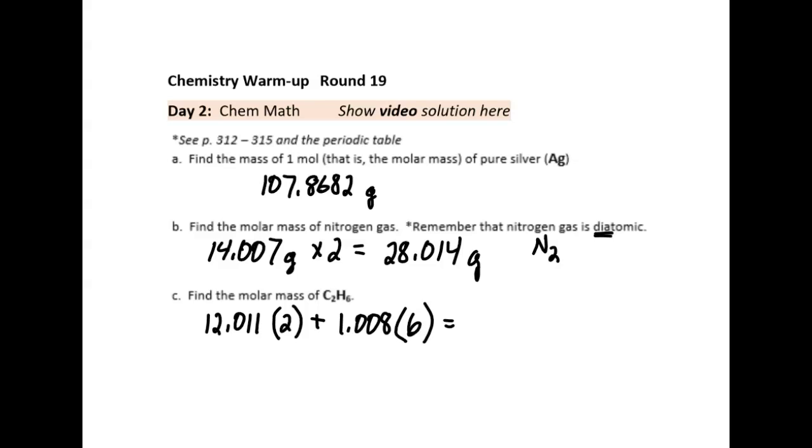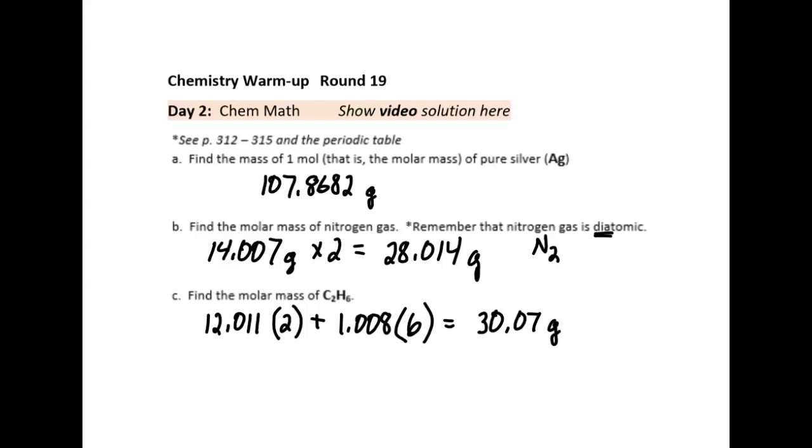The result is 30.07 grams. All 3 of these questions asked us for the molar mass, or it might have said, what is the mass of 1 mole? Same thing. Notice the label every time is in grams. The technique was to use the periodic table.